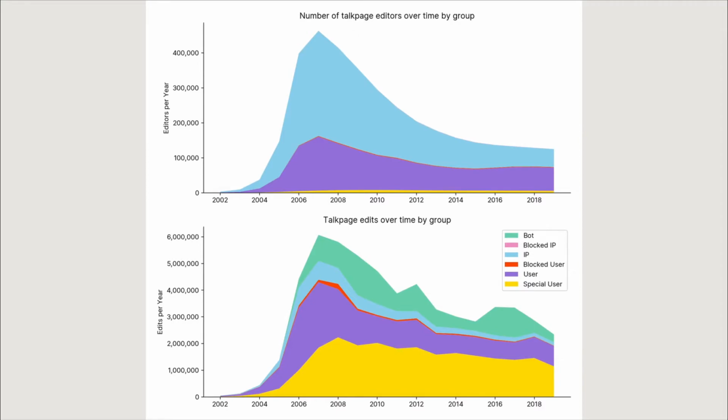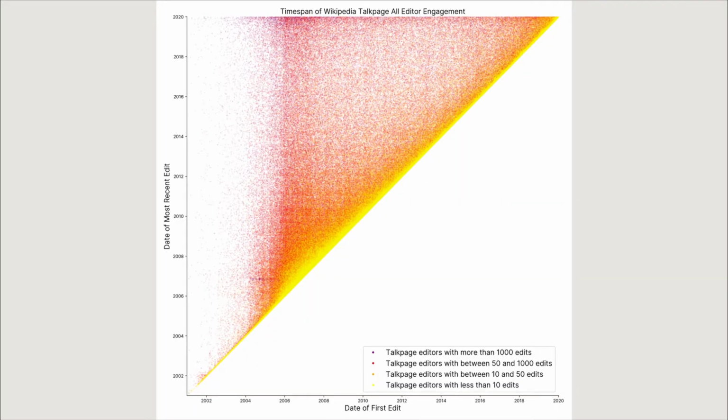We can see that both peaked in 2007 and the population has steadily plateaued while the number of edits steadily declines. Now, we look at the length of time that talk page editors are active for. The first and last edits of each user are plotted with the total number of edits they have made encoded by the hue of the point. A dense group of editors is apparent in the year 2006 to 2008.